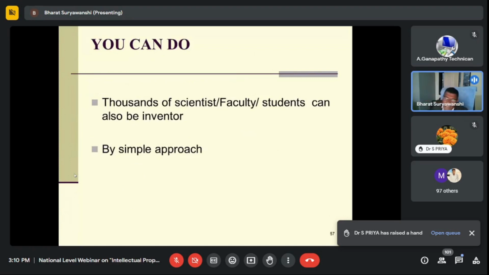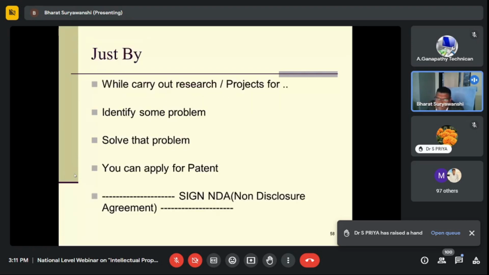As I told you, you may be a scientist, professor, or student. You may not be an inventor. An inventor means somebody who has done something new, and the patent should be in their name. So if you want to be an inventor, there is a simple approach. While doing your research or a project, identify some problem, solve that problem, and you can get a patent for that.